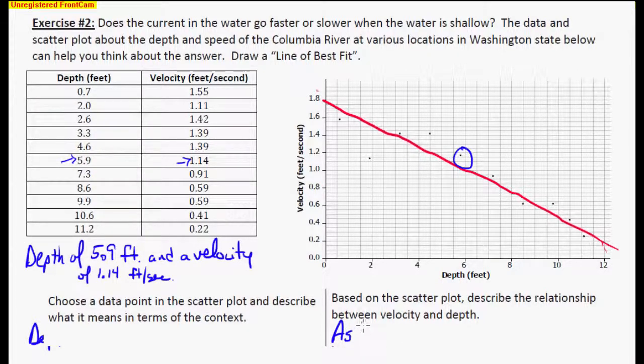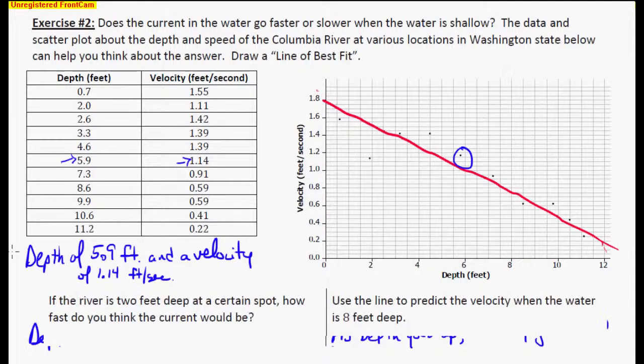As depth goes up, velocity goes down. Okay, and we've talked before about that being a positive or negative relationship. That is actually a negative relationship because my line of best fit is going down to the right. All right, how about the next set of questions here? Let's see what these look like.